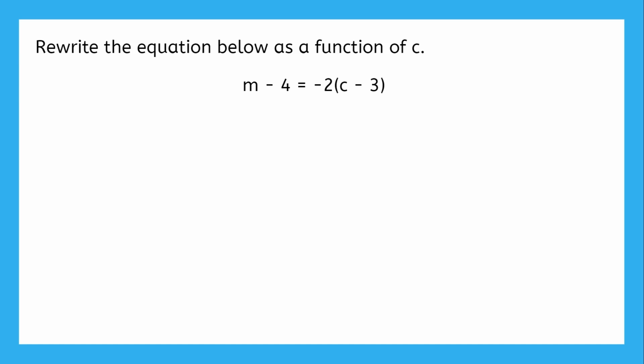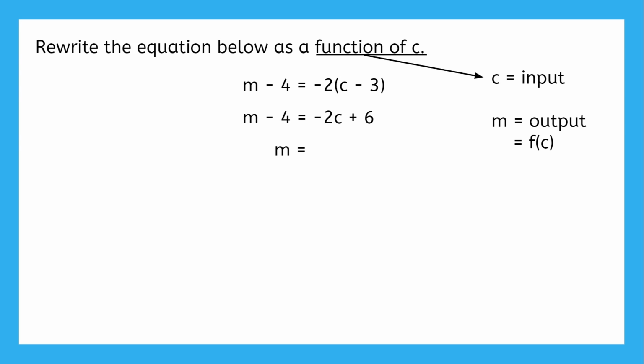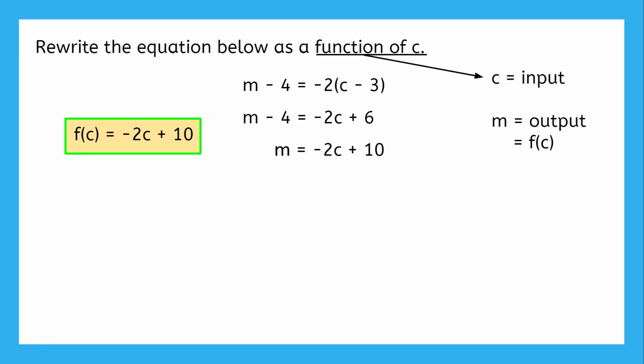Functions can be written based on any variable, like this one that we'll write in terms of c. For this function, c is going to be the input and m will be the output. So our goal is to isolate that output, m. First, those parentheses are locking away several pieces of the equation, so we're going to need to distribute the -2. And now that the parentheses are gone, we can isolate m by adding 4 to both sides. The only thing left to do now is rewrite the unneeded variable m as a function of c.